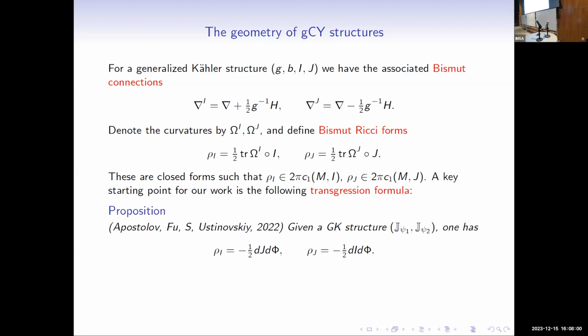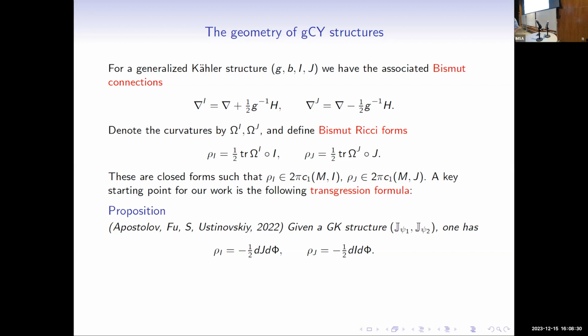So this part is joint work with Bessie, Shin-Fu, and Yuri Ustinovsky. Given a generalized Kähler structure, J, psi1, psi2, and here I probably should have emphasized this a bit, I'm assuming the stronger condition that psi1 and psi2 are actually closed, not just integrable. Then the I Bismuth-Ricci form is -1/2 EJ d5. That's not a typo. Rho I is not I11, it's J11.